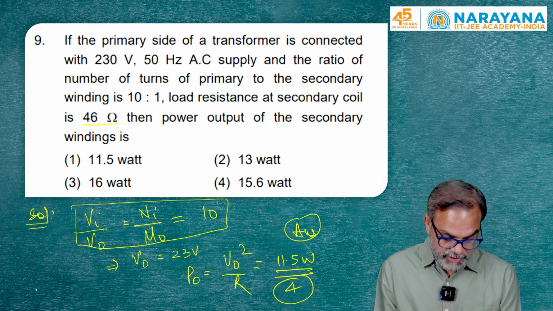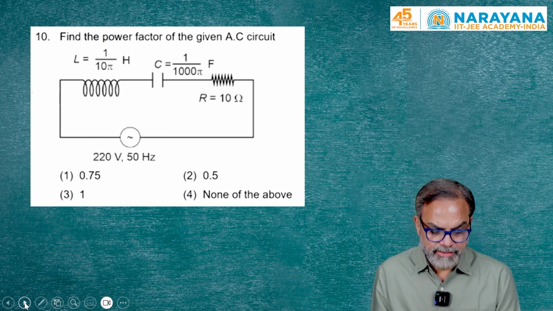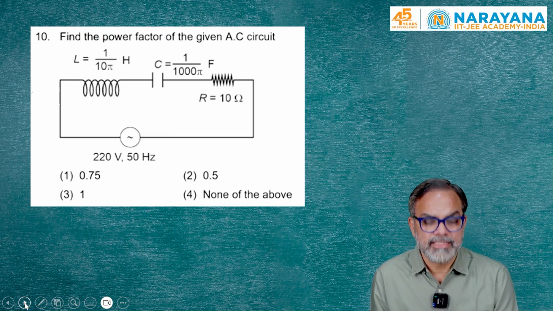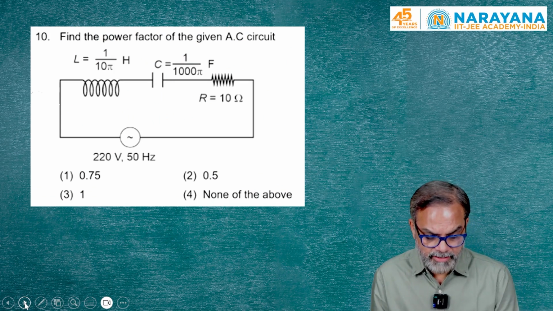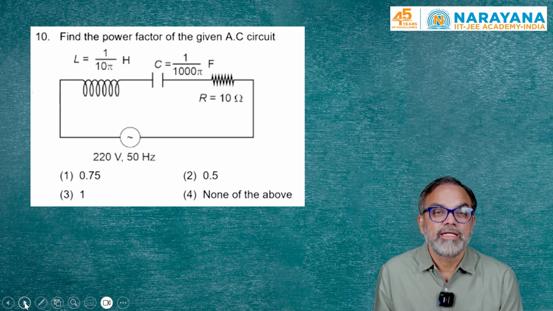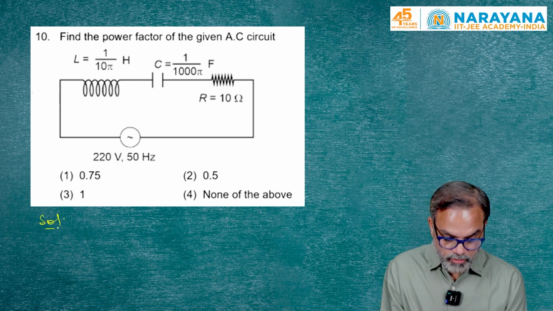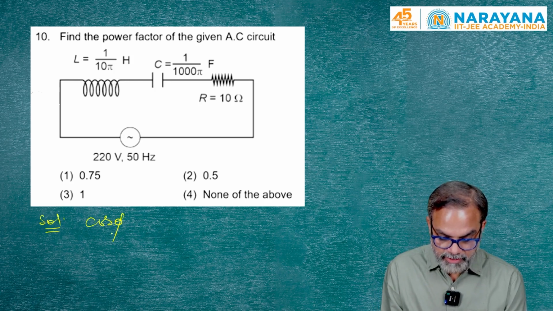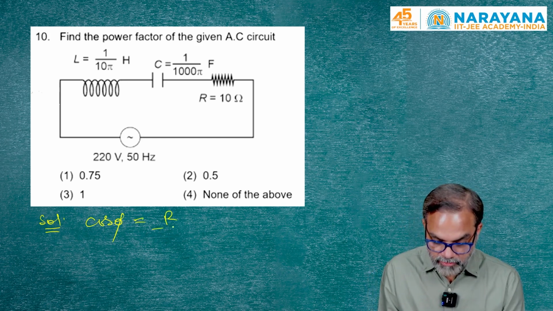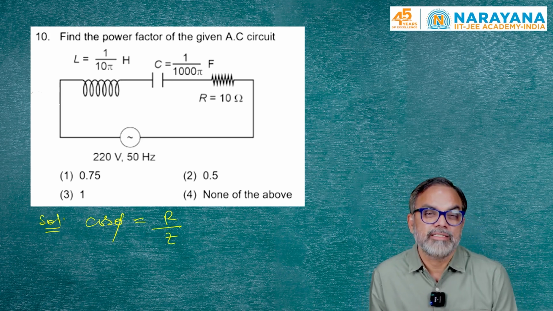Okay students, moving further, it is this question. We are given an AC circuit, we are given the value of inductance, capacitance, and resistance, and we are also given the voltage and frequency of the applied AC source, and we have to find out the power factor. Now all of us know power factor cos phi, where phi is the phase difference between current and voltage, is R over Z. Z is the impedance of the circuit, that is the total resistance of the circuit.